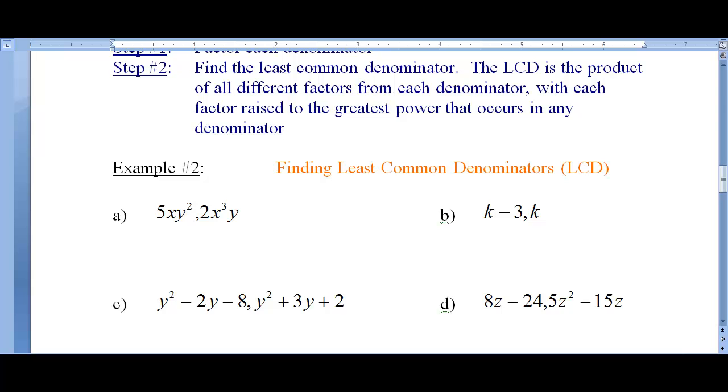So let's look at example 2a. What I first do is compare the coefficients. So we're looking at 5 and 2. The common denominator of fractions that have denominators of 5 and 2 would be 10.